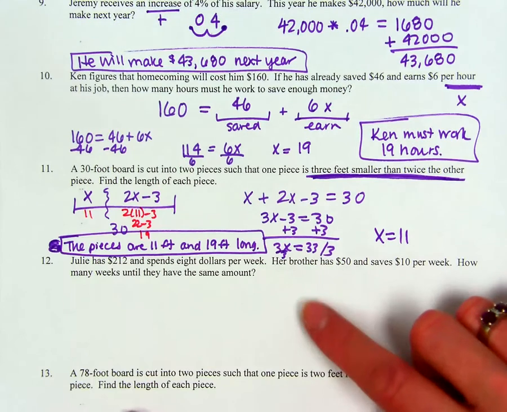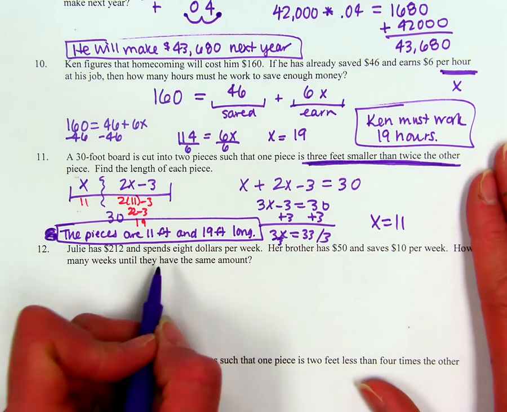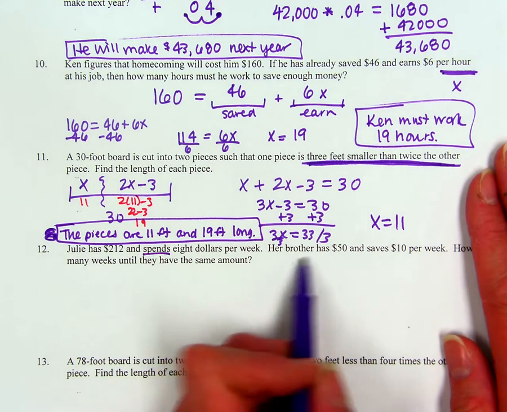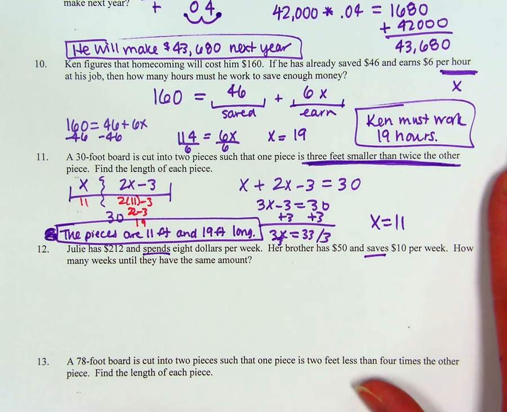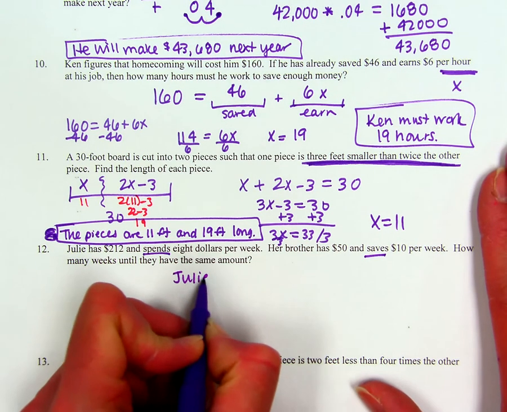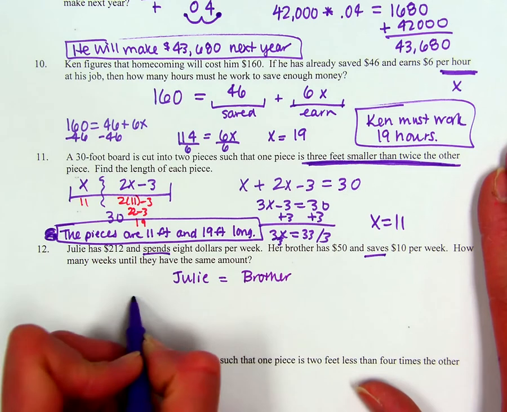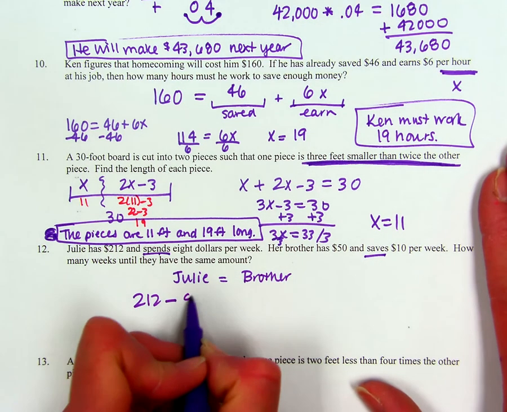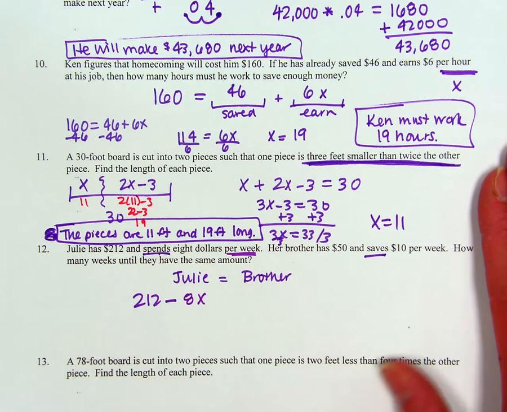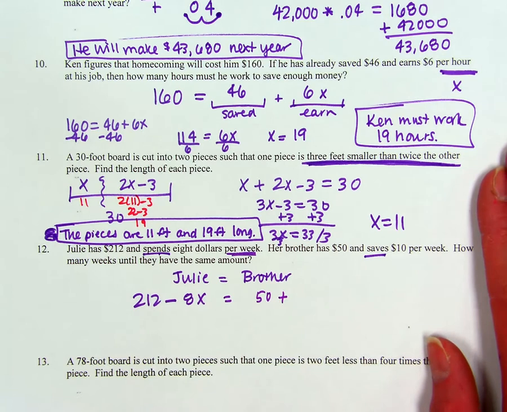All right, this is going to be another typical problem that you'll see. So Julie has $212 and spends $8 per week. Her brother has $50 and saves $10 per week. How many weeks until they have the same amount? So we want Julie's amount to be the same as her brother's. So Julie has $212. If she spends money, she's losing money. She's losing $8 per week. There's our variable. The brother has $50, but he saves, so that means he's gaining money, $10 per week.